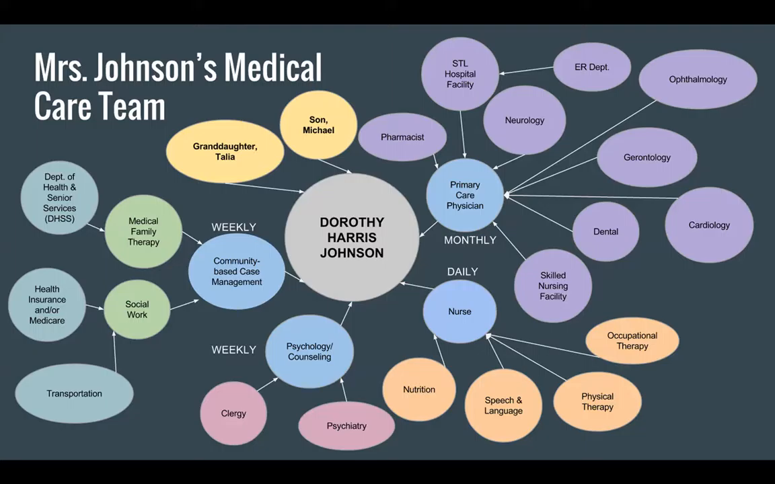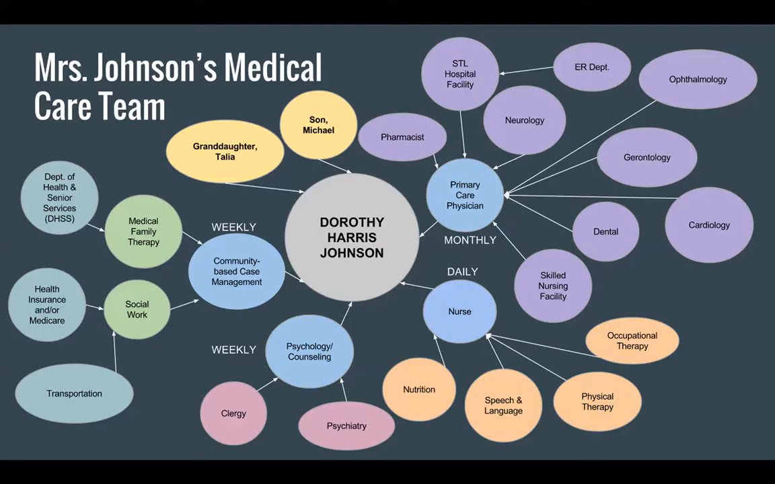which are both in yellow at the top here, her son Michael and her granddaughter Talia. Both are currently living with Mrs. Johnson, and as such will be an integral part of her care planning. Now, you can see that this is quite a map. It's pretty complex, and I certainly can't expect Mrs. Johnson to keep track of all of these professionals who should be involved in creating her care plan.